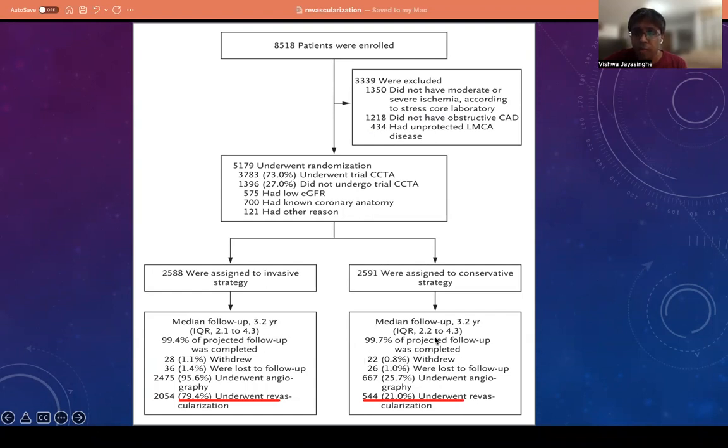So roughly in both arms, there were crossovers. From this side, roughly 20% underwent revascularization. And from this end also, roughly 20% had medical therapy alone.